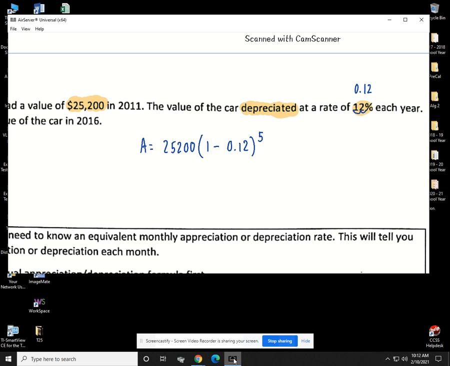See, they didn't ask us to write the equation here. They just wanted us to solve it. So you don't have to write the equation, just solve. So it's 25,200 times 1 minus 0.12 raised to the 5th power. So, unfortunately, after just 5 years, the price of that car has dwindled all the way down to $13,298.84. Okay? Questions about that? Anybody? All right, pretty easy, right?